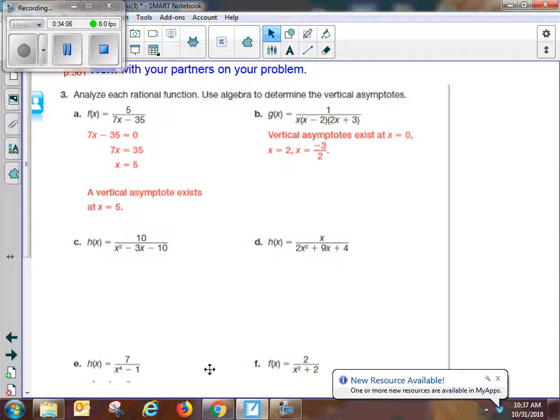So a does not affect the vertical asymptote, kind of like a also didn't affect the vertex when we graphed parabolas. Okay, C.